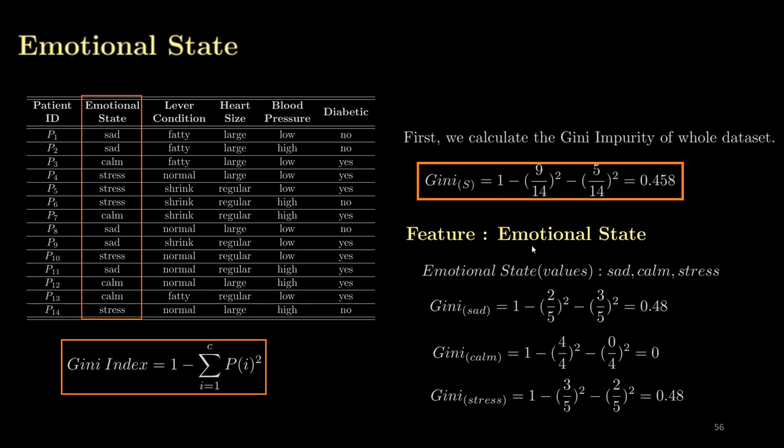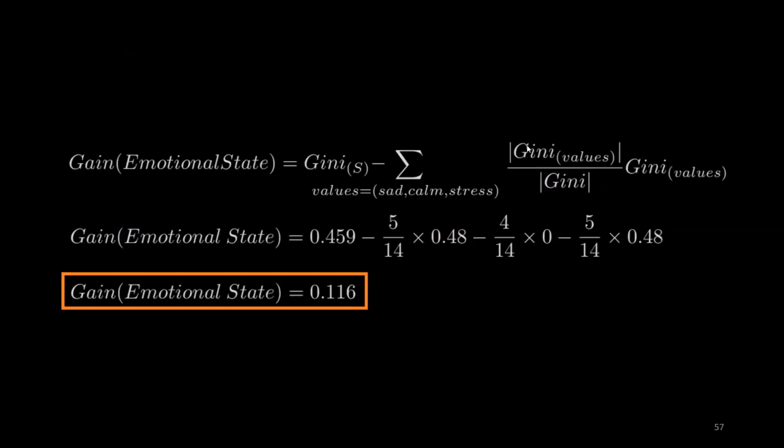So in this way, we have calculated the Gini index of all the values which are present in the emotional state. Now it's time to find the weighted Gini index. Here we will find the weighted Gini index, which is the Gini index of the children node, and then we have to subtract it from the Gini index of the parent node, which we have already calculated.